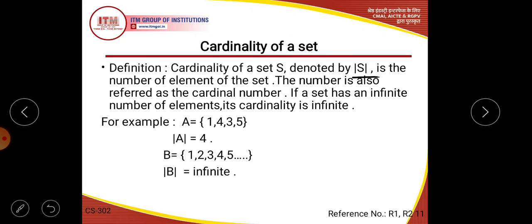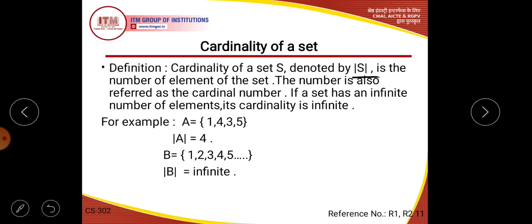So basically cardinality is also of two types. First is finite cardinality and second is infinite cardinality. If a set has a finite number of elements, then we can say its cardinality is finite. But if a set consists of an infinite number of elements, then we can say its cardinality is infinite. Now consider some examples over here. Set A consists of 4 elements 1, 4, 3, 5.